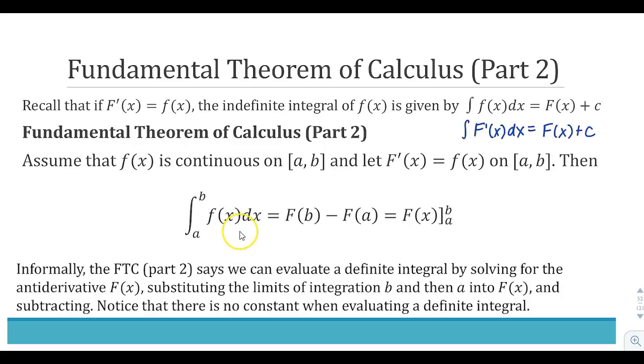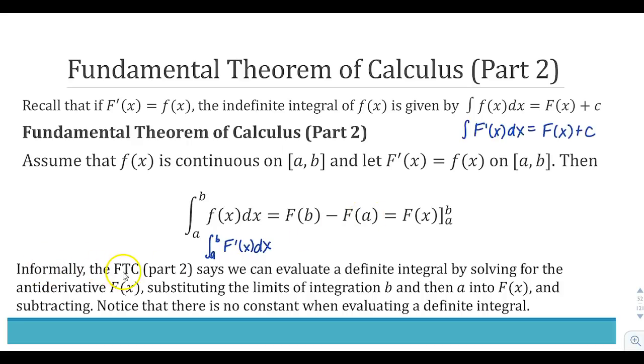So the additional step I'll write here to help make the connection is that if I have the integral from a to b of big F prime of x, since we're saying that f of x and big F prime of x are interchangeable, that's part of the hypothesis. So the integral from a to b of big F prime is equal to the antiderivative of big F prime evaluated at b and then minus evaluated at a.